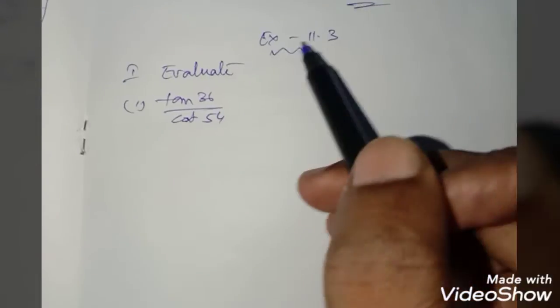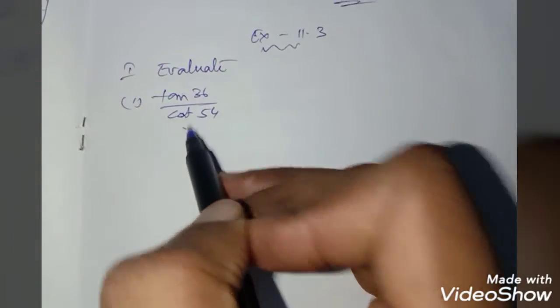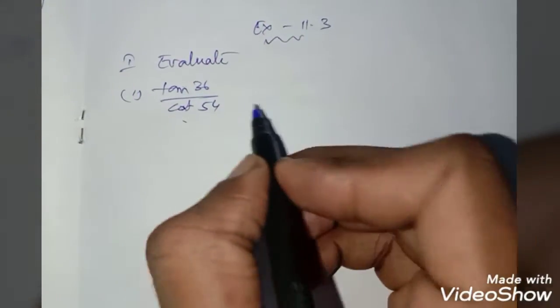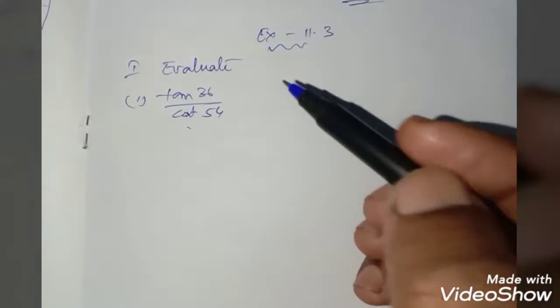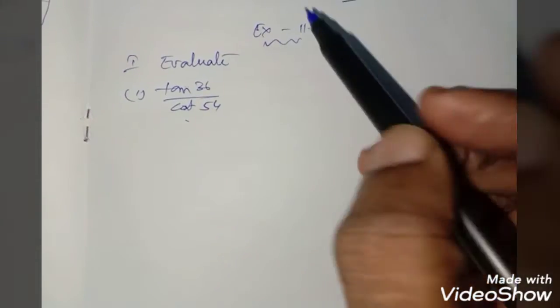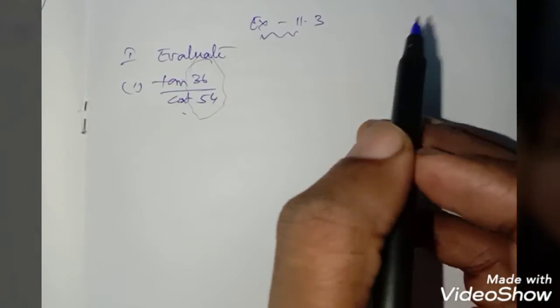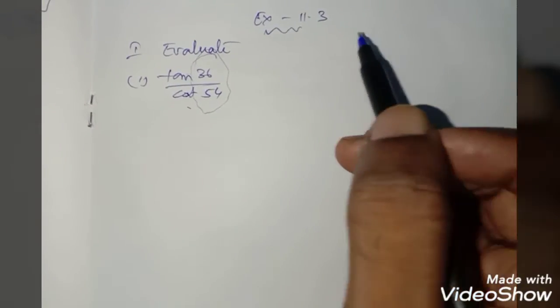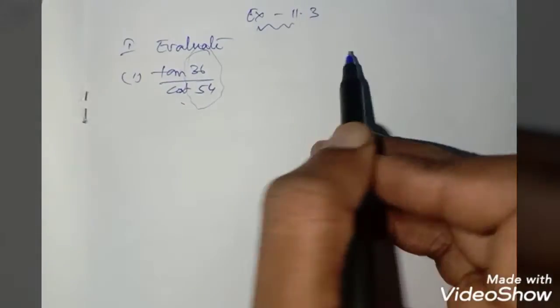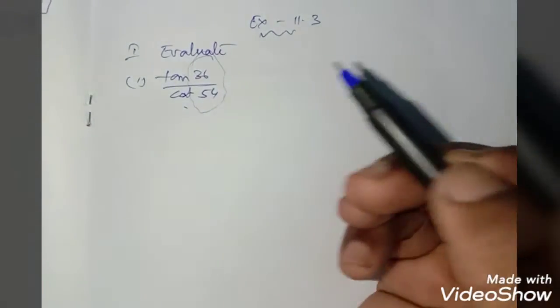Okay, now coming to your exercise 11.3. In that, first evaluate tan 36 by cot 54. Only one thing you have to remember: if you want to convert into complementary angles, we have to see whether the sum of these two angles is equal to 90 or not. If it is equal to 90, then only you convert into complementary angles. If it is not equal to 90, we should not convert. Now if I add these two, you will get 90 degrees.